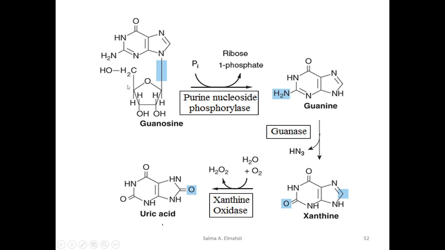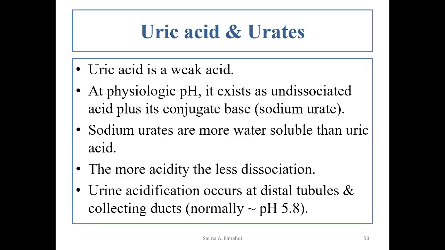Regarding guanosine, it will be converted to guanine by phosphorylases removing the ribose moiety, and then by guanase, the amide nitrogen will be removed to form xanthine, and then again by xanthine oxidase, uric acid is formed. So xanthine oxidase is shared between adenosine and guanosine catabolism.